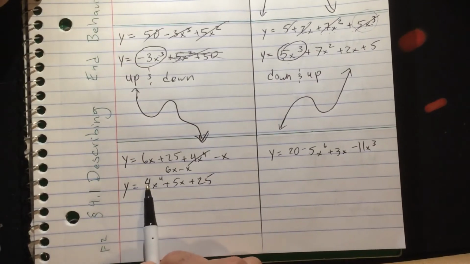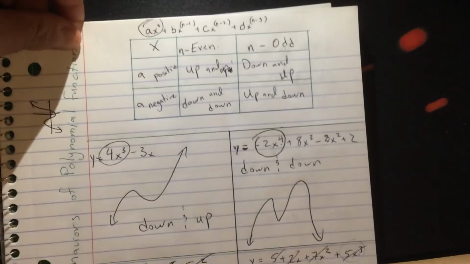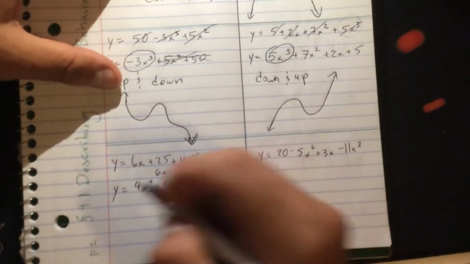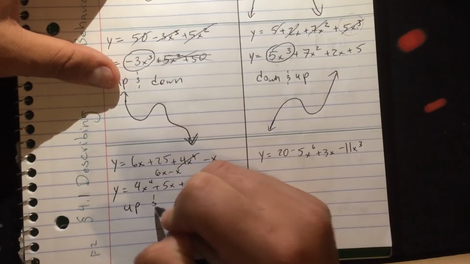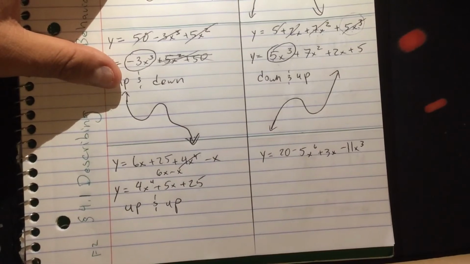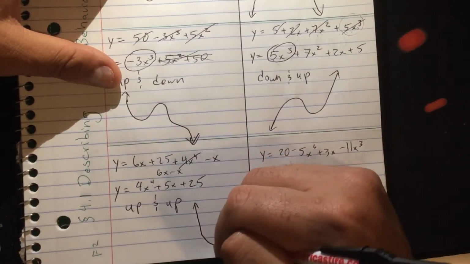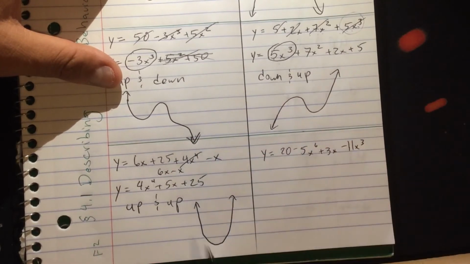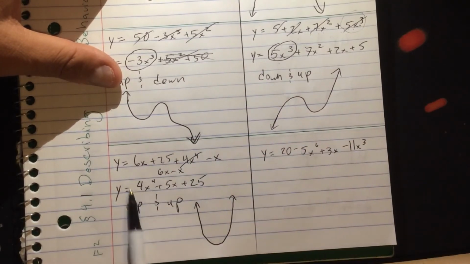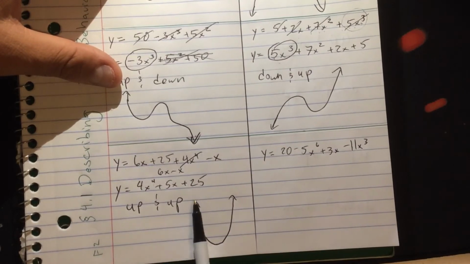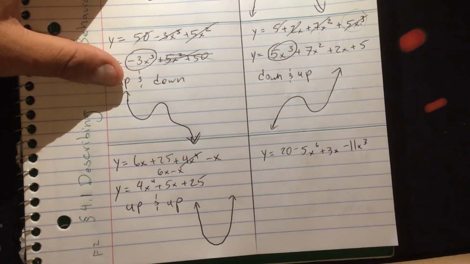This is also a positive even. So if we go down to our chart, with a positive even, it's going to be up and up. So we can go back to this here and write our up and up. We can show that our graph is going to start from the top, go down, and then end up back at the top, even though I know this looks like a quadratic, which quartics can look like as well. So this is going to start from the up position and finish in the up position.